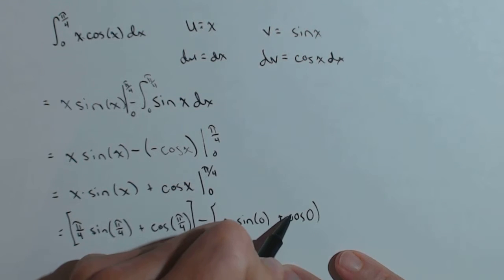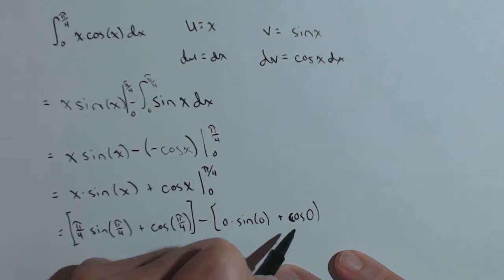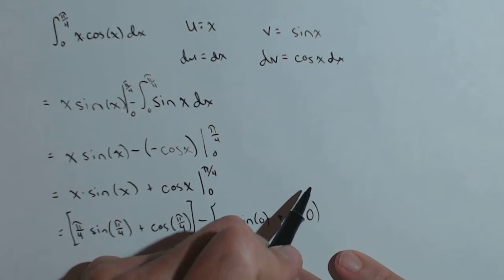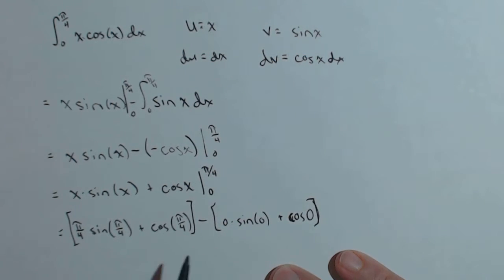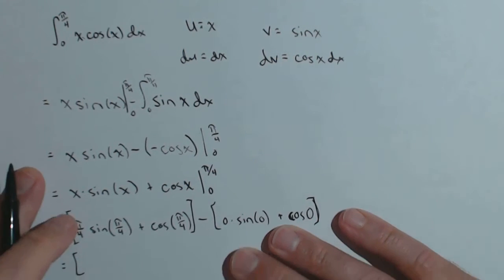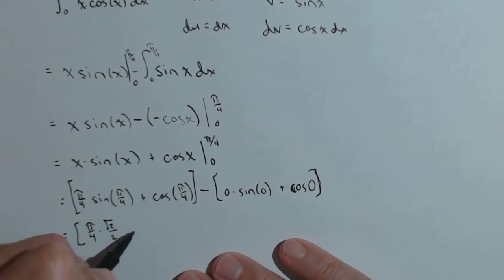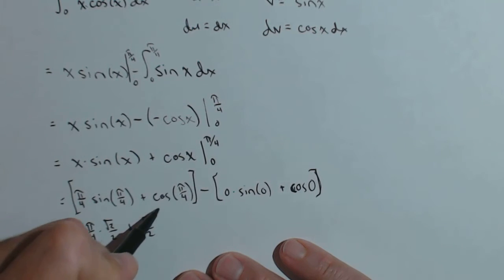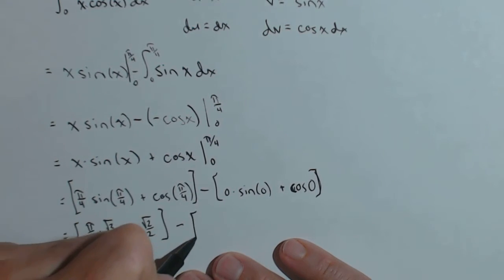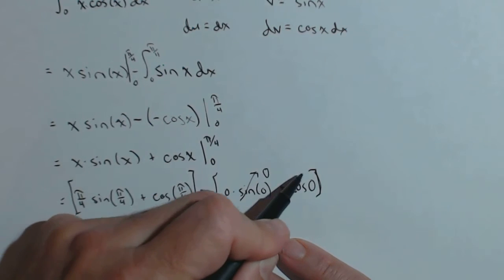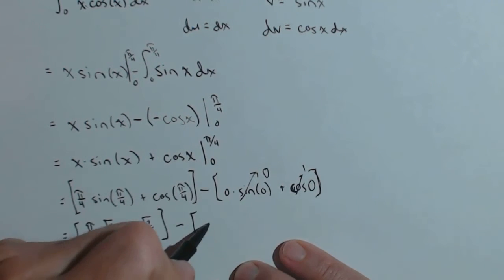Now, it's a good thing that we actually went through the steps of plugging these in, because remember, cosine of 0 is 1. It's not 0, so this second part did not zero out. So this first part, we have pi over 4 times rad 2 over 2 plus rad 2 over 2 minus, now this all becomes 0. This guy here is equal to 1.